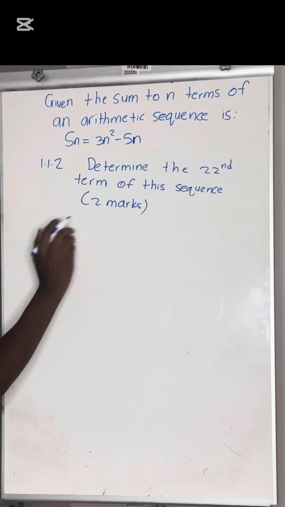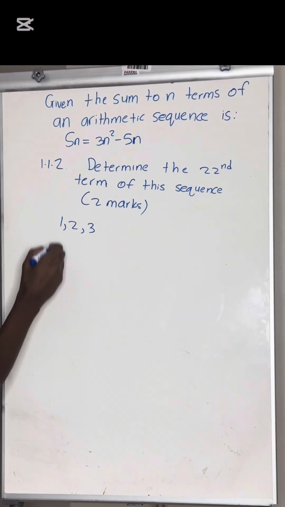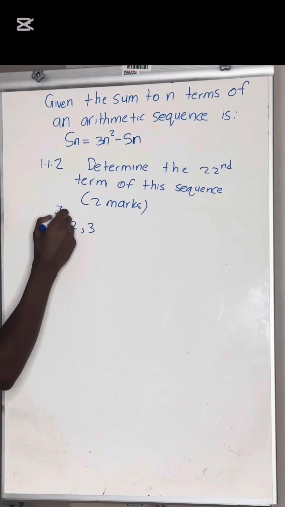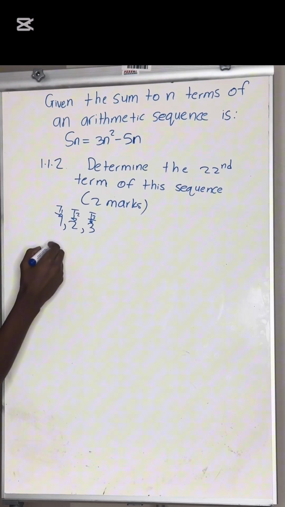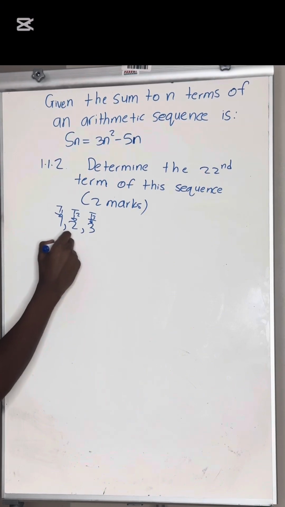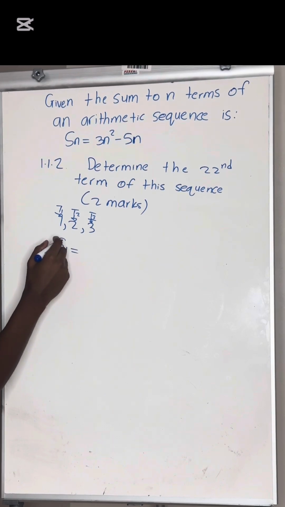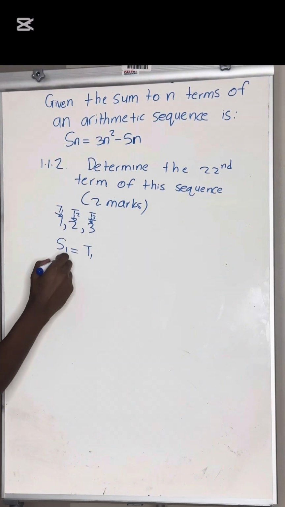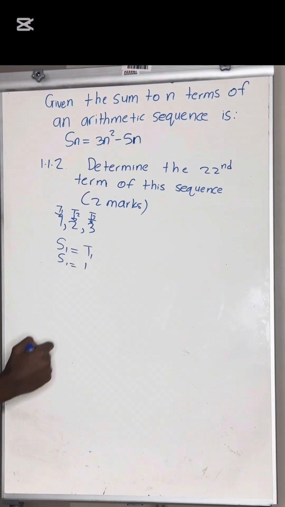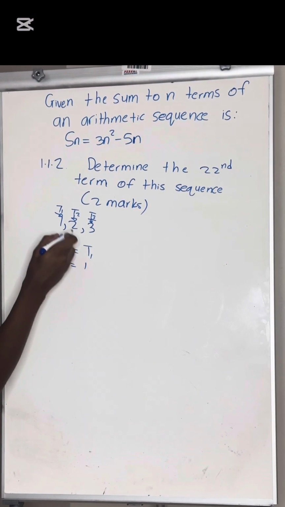So let's just take a simple sequence, 1, 2, and 3. Now you can see that 1 is term 1, 2 is term 2, and 3 is term 3. Now we should see that the sum of the first term should be T1 because it's only one term, and T1 is actually 1. So the sum of the first term is basically 1 in this sequence.